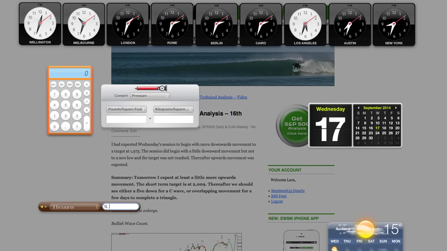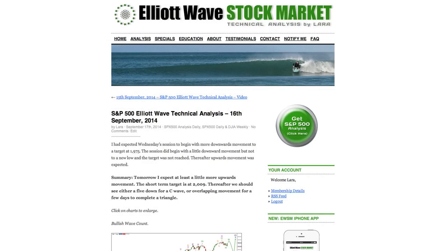I'm recording the video just nearly 8:35 p.m. Eastern Standard Time. I was expecting a little bit of downward movement to 1975 to start Wednesday's session, and after that I was expecting some strong upward movement for a B wave. We didn't get much downward movement and the target was not met. I think we saw a truncated C wave, and this upward movement is the B wave that I'd expected to follow. Let's have a look at the wave count.